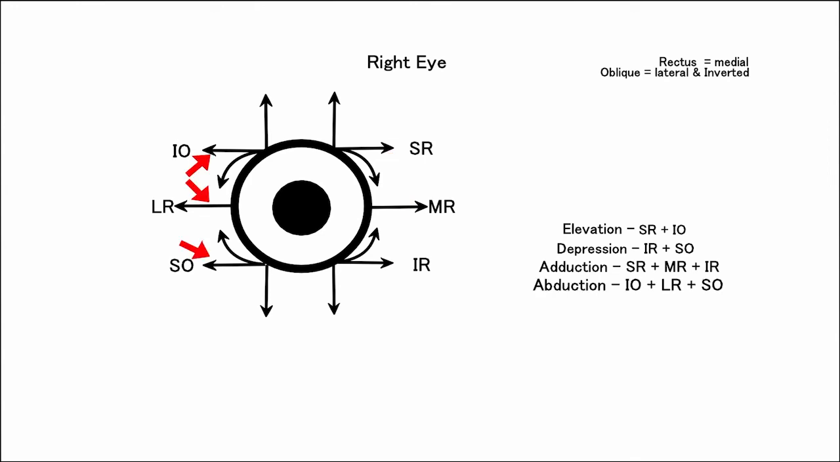Abduction, which is taking the eye towards the lateral side, is brought about by lateral rectus, superior oblique and inferior oblique. Intorsion is represented by these two curved arrows. Intorsion is brought about by superior rectus and superior oblique, and extorsion is brought about by inferior rectus and inferior oblique.